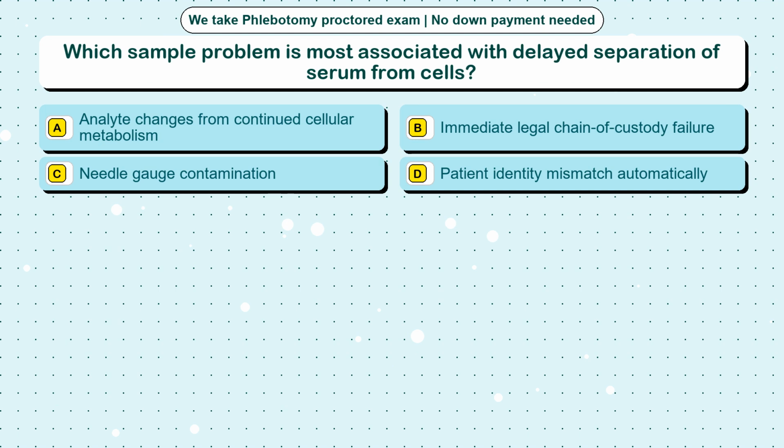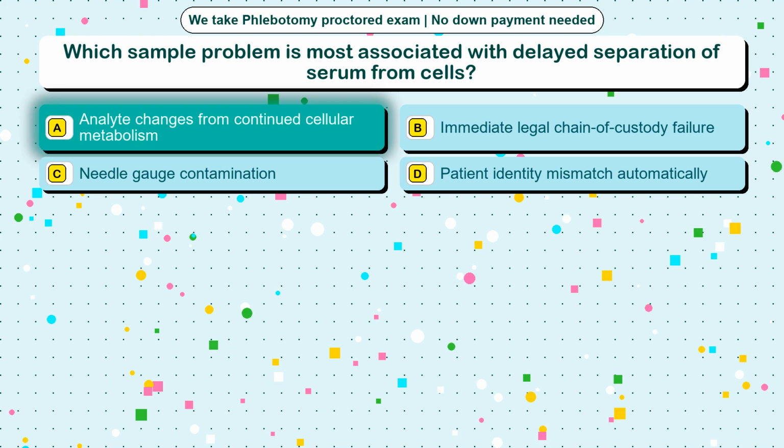Question 72. Which sample problem is most associated with delayed separation of serum from cells? Option A, analyte changes from continued cellular metabolism. Option B, immediate legal chain of custody failure. Option C, needle gauge contamination. Option D, patient identity mismatch automatically. The correct answer is option A, analyte changes from continued cellular metabolism.